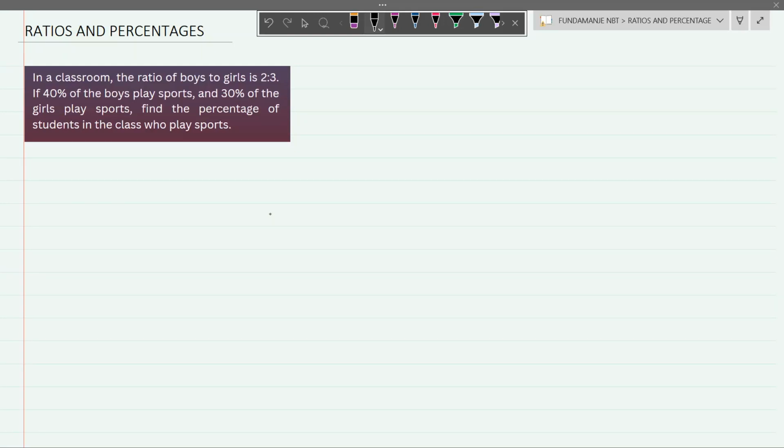Hi, in this lesson, we want to take a look at an example on ratios and percentages. In a classroom, the ratio of boys to girls is 2 to 3. If 40% of the boys play sports and 30% of the girls play sports, find the percentage of students in the class who play sports.